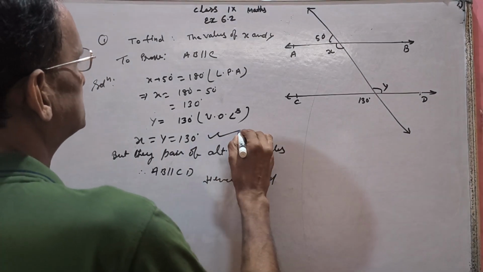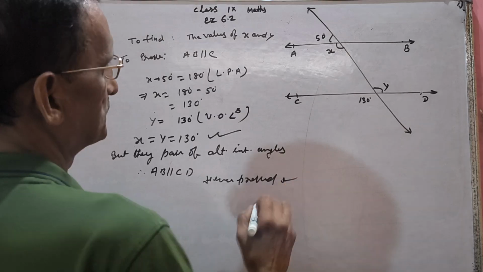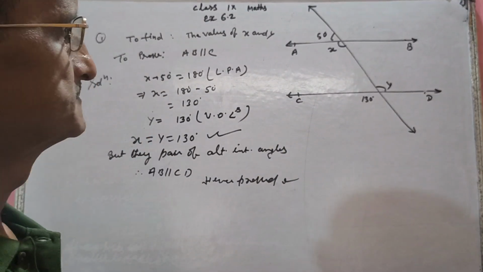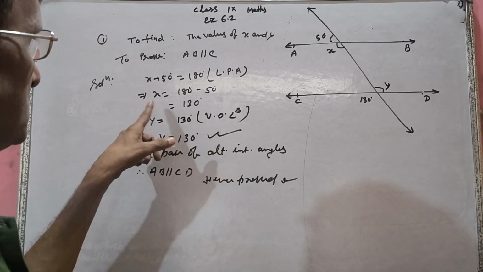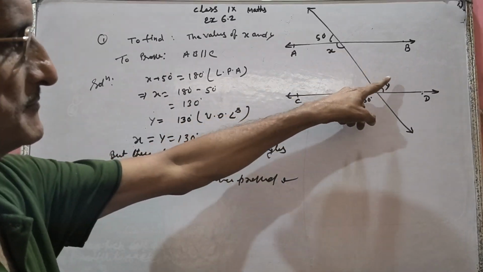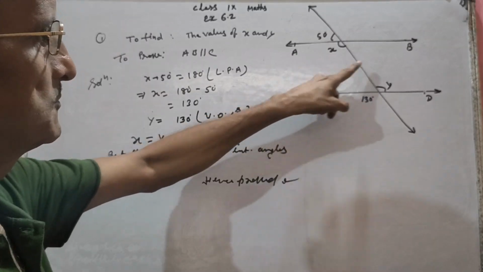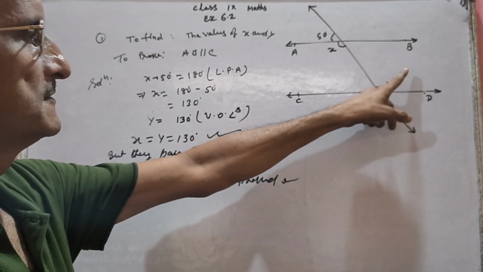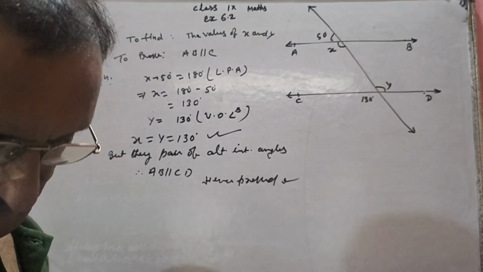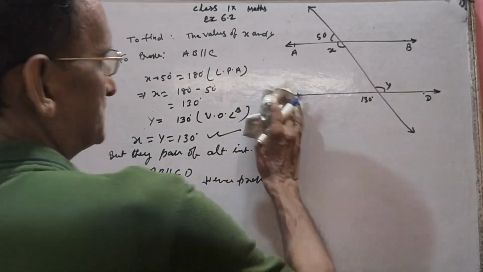This is the first answer and this is the second proof. Understood? We need to find X and Y. We have got X as 130, Y also as 130, and since they are equal, and they are the pair of alternate interior angles, alternate interior angles will be equal only if the lines are parallel. All this is number 1.